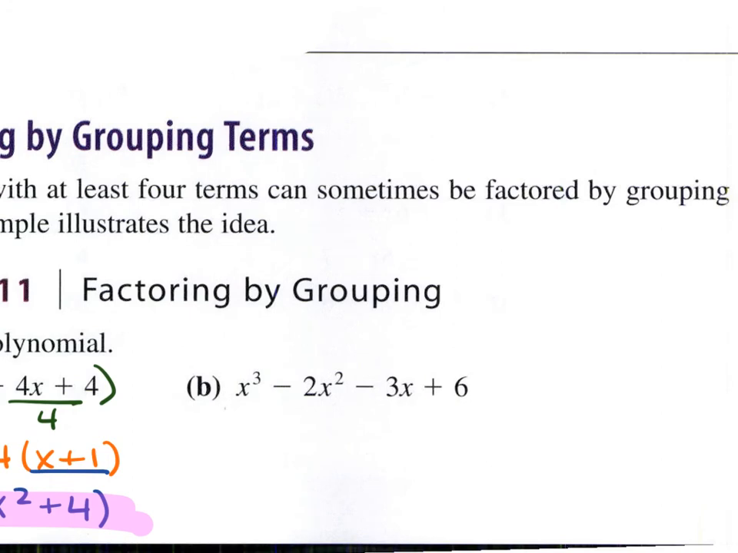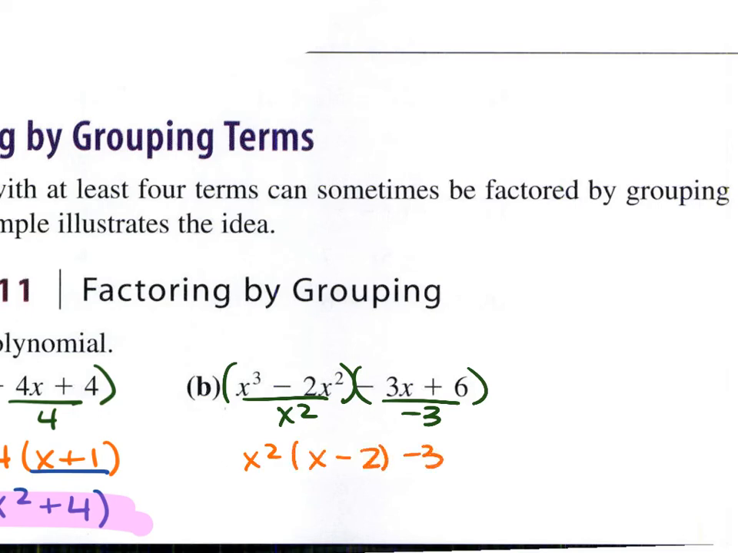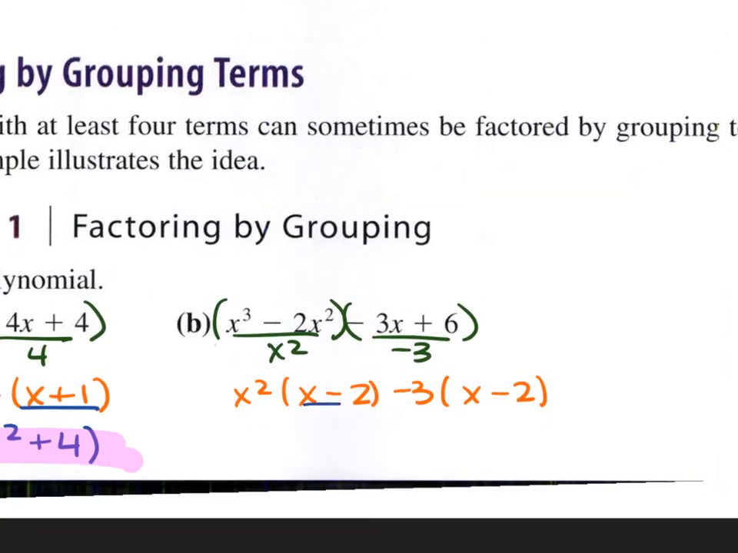For b, same thing. Group the first two, group the last two, factor out the greatest common factor from each. We're going to have an x squared and a negative 3. So this is going to be x squared times x minus 2 minus 3 times x minus 2. Parentheses are the same, so x minus 2 times x squared minus 3 is that polynomial factored out.